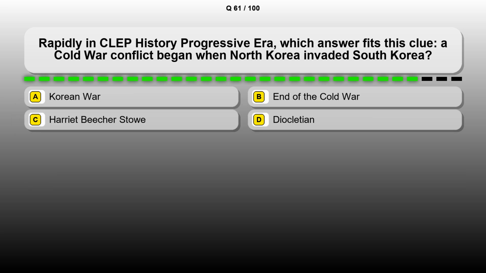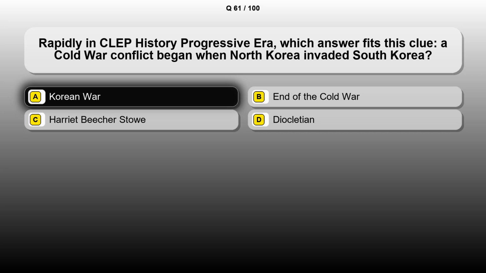Question 61. Rapidly in CLEP History Progressive Era, which answer fits this clue? A Cold War conflict began when North Korea invaded South Korea. Option A, Korean War. Option B, End of the Cold War. Option C, Harriet Beecher Stowe. Option D, Diocletian.